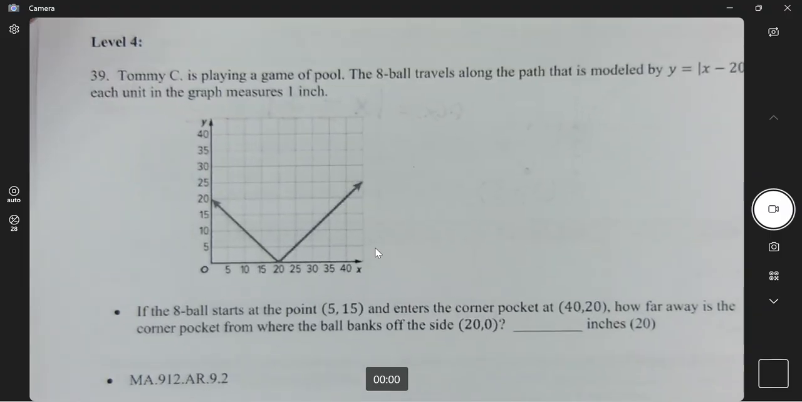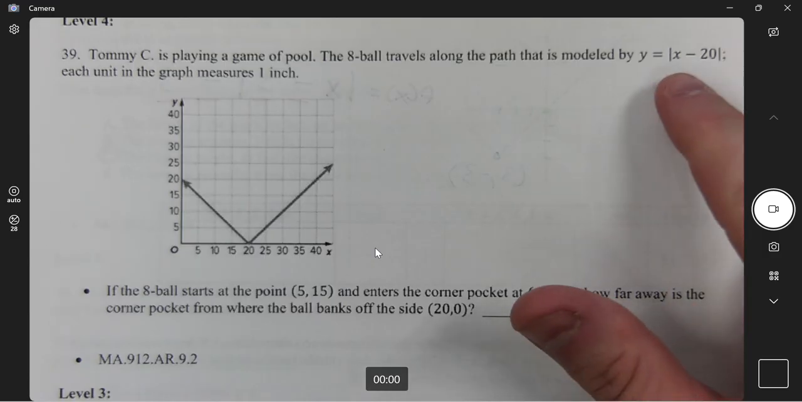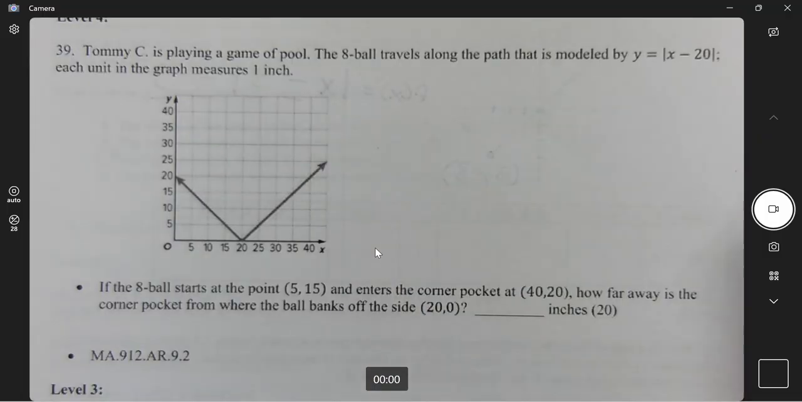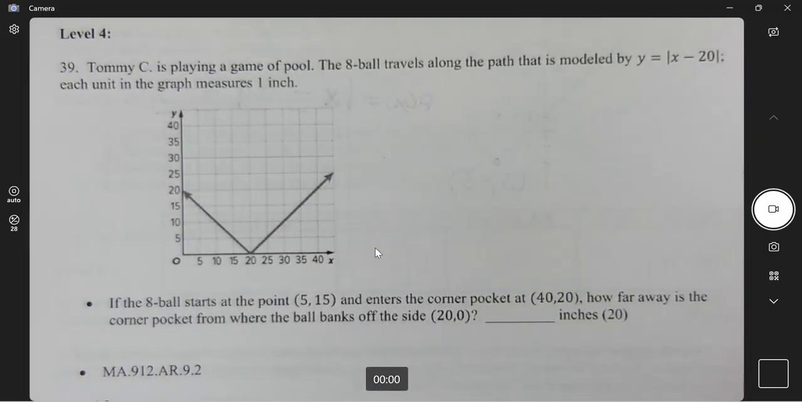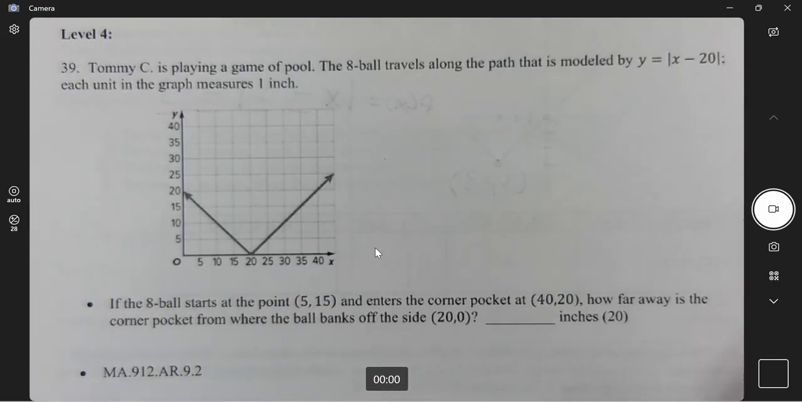All right, now this one, Desmos doesn't help you, and this one is really designed to be confusing, and I think it's got a typo in it anyway. But it says, Tommy C. is playing a game of pool. The 8-ball travels along the path that is modeled by y equals the absolute value of x minus 20. There it is. Each unit in the graph measures 1 inch. Fine, so this is 5 inches, 10 inches, 15 inches, and so on and so forth.